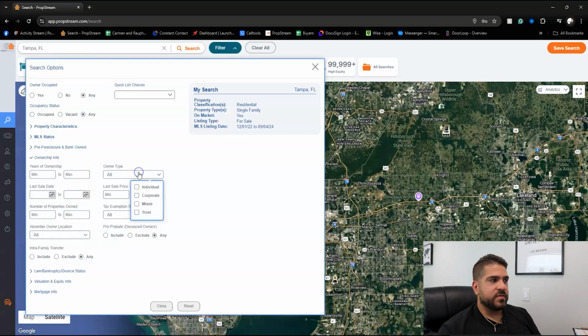Ownership info, a lot of times I work with only individuals, but sometimes, in my opinion, mixed could be really good too. So let's say it was a husband and wife and the husband passed away, it will be considered mixed because the husband's side will be in the estate, and the wife's side will be regular. Or if it's just tenants in common, it doesn't have to be husband and wife. Let's say they're brother and sister, and the sister passed away, so her side will be considered in an estate, and his side will be considered regular, so that's considered mixed. So mixed could be good as well.